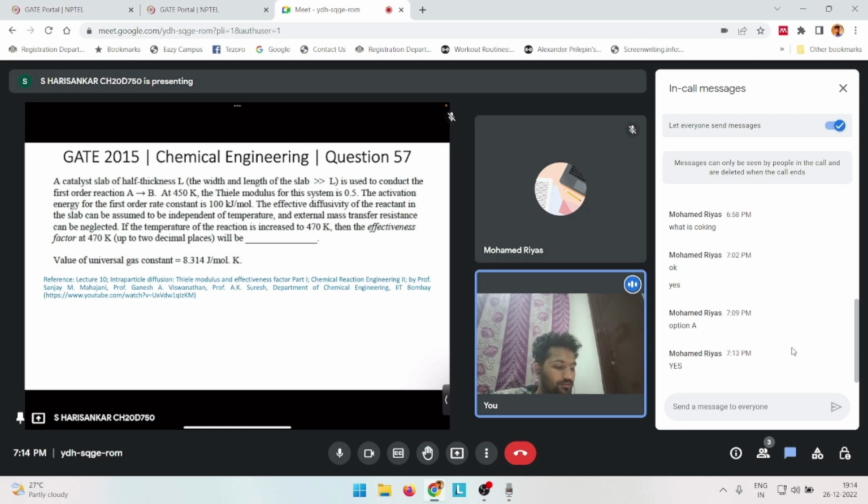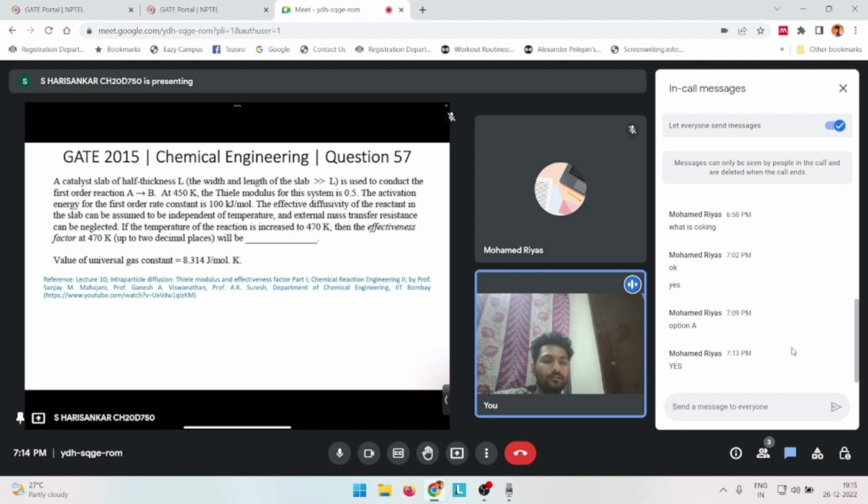The activation energy for the first order rate constant is 100 kJ per mole. The effective diffusivity of the reactant in the slab can be assumed to be independent of the temperature, and external mass transfer resistance can be neglected. If the temperature of the reaction is increased to 470 Kelvin, then the effectiveness factor at 470 Kelvin up to 2 decimal places will be dash. The value of universal gas constant is equal to 8.314 joule per mole per Kelvin.